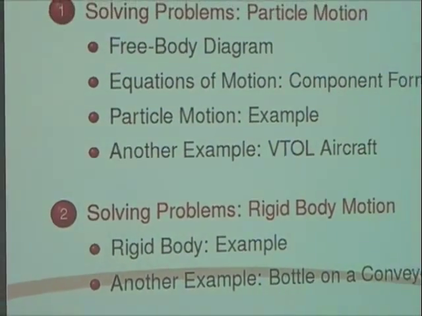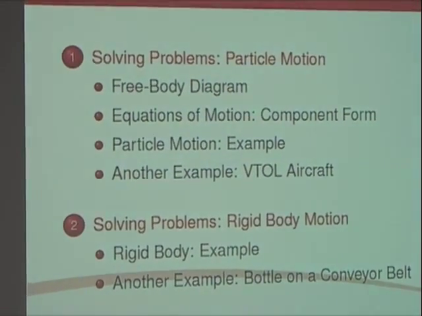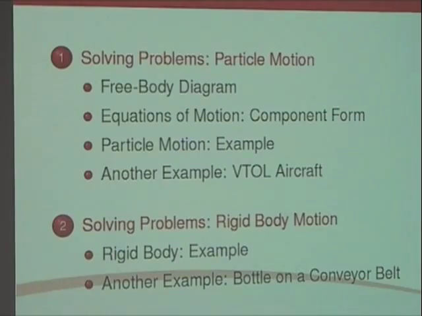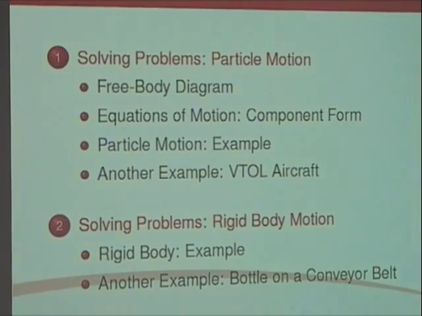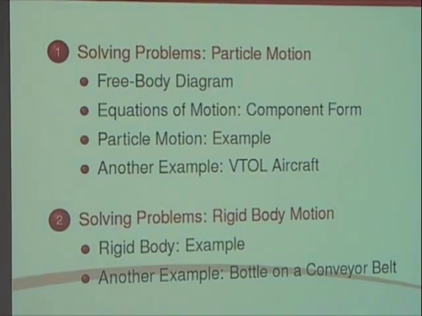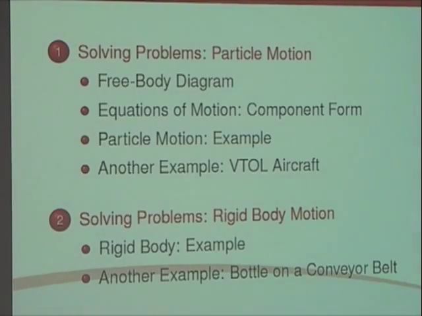We'll look at the free body diagram, talk about the equations of motion and how we decompose those into component form. We'll do an example, and then another example on the visualizer that you can fill in the box. Then we'll do the same thing with rigid body motion: an example on the screen, and then another example using the visualizer. So it's quite a few examples today, but it's the best way to really illustrate what we're trying to achieve with these problems.